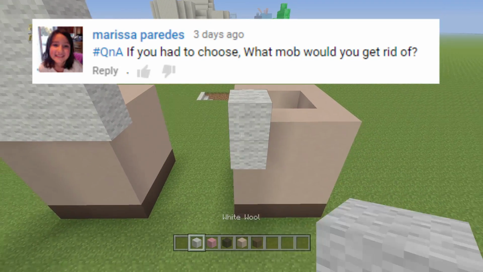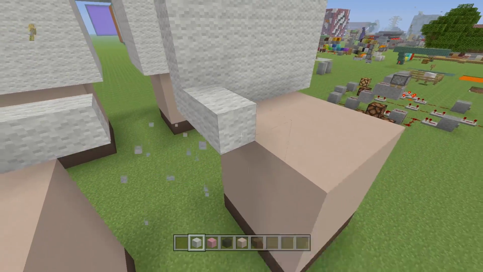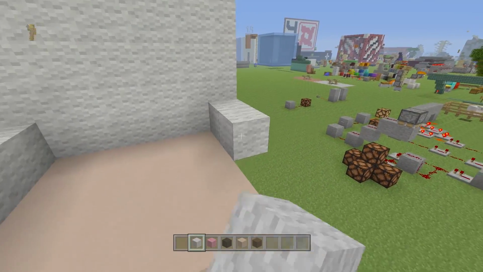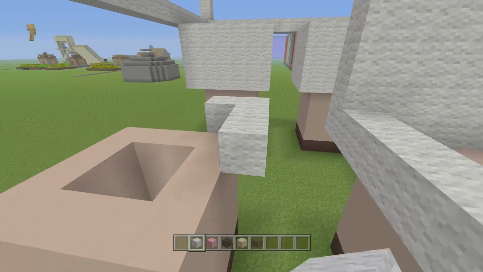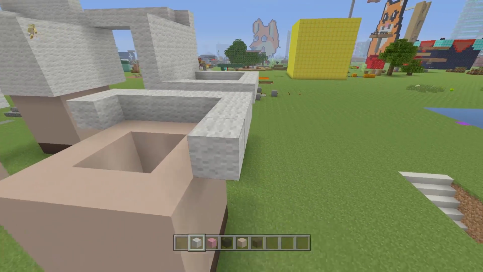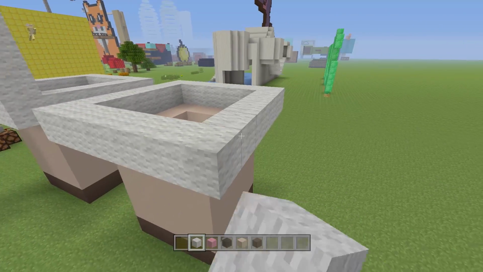Hashtag Q&A, if you had to choose, what mob would you get rid of? I was going to think this one over for quite some time, and then I realized, wait a minute, if we just get rid of the Endermite, it will take people a long time to notice. If the Endermite was removed from 1.9.1, it would take people a solid amount of time to be like, oh, that's gone. That's a shame. Now when I throw ender pearls, there's a less chance of getting it.